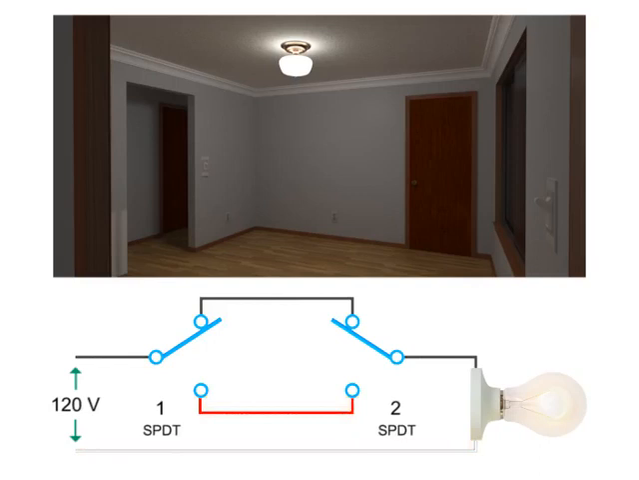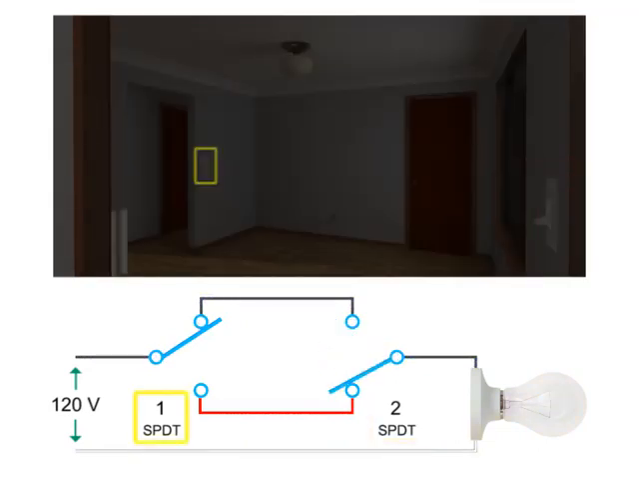In this first switch position, both switches 1 and 2 are up. The current flows through and lights the bulb. If you place switch 2 in the down position, while switch 1 remains in the up position, the circuit is broken and current does not flow to the light bulb.